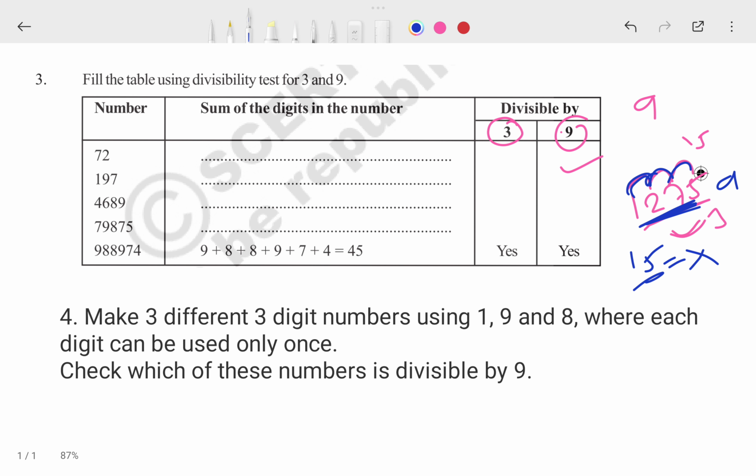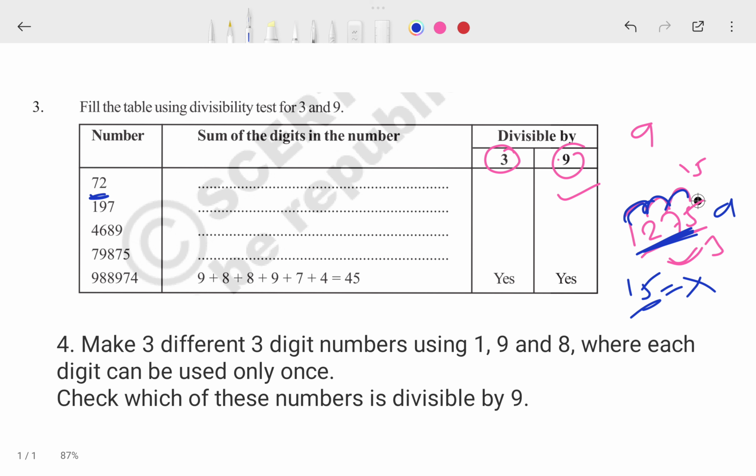So it's simple. Here, if you want to check whether this number is divisible by 3 or 9, you simply add 7 plus 2. If you add, that's going to be 9. In the 3 table, 9 is there. Yes, it is there. In the 9 table also 9 is there. It is also divisible by 9. So yes, you have to write that.